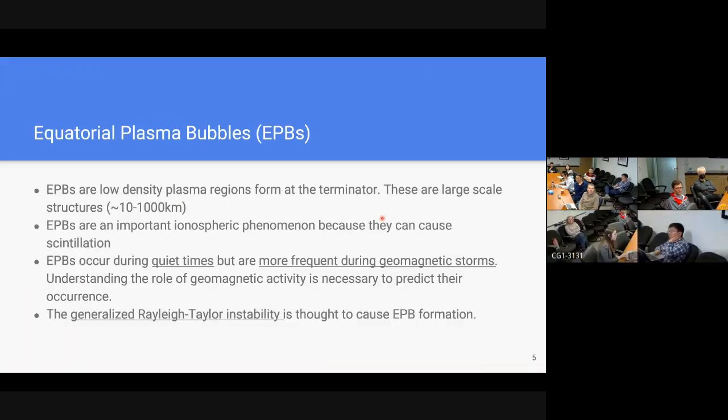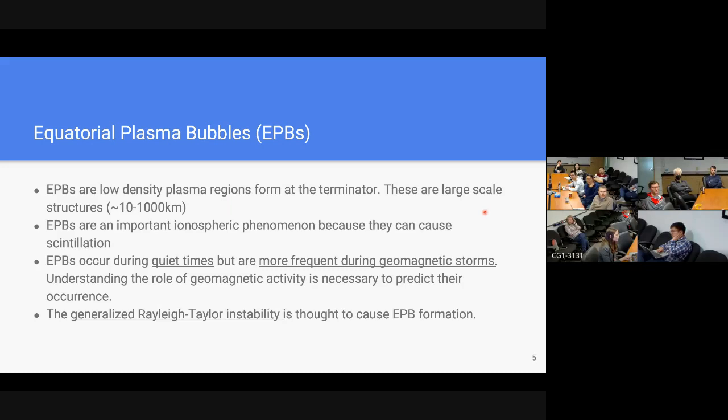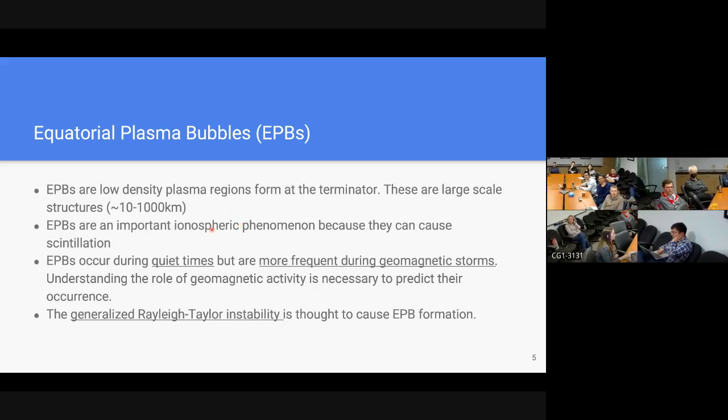So equatorial plasma bubbles, I think many of you may be familiar, but for those of you who are not, I'll go through it a little bit. These are low-density plasma regions that form at sunset in the low-latitude ionosphere. They're large-scale structures, on the order of tens to about 1,000 kilometers.